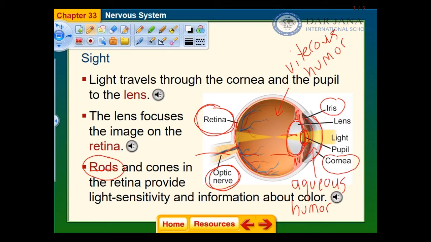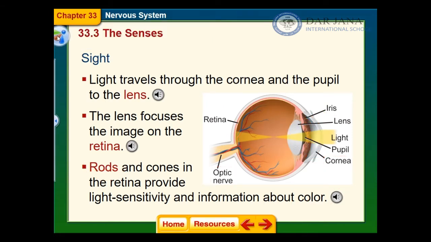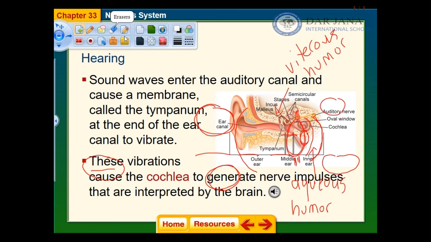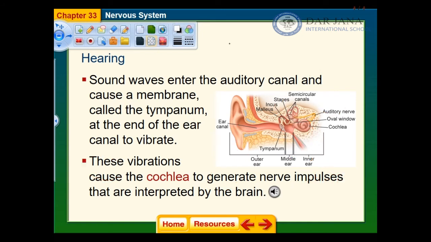Okay, let's move on to the next sense, which is the sense of hearing and balance. It's very important to know that these two senses are associated with each other. Okay, so let's move on to hearing. First of all, let's start with hearing, guys. As you know, hearing is due to sound that our ear receives. Sound is a mechanical wave caused by the vibration of air particles.